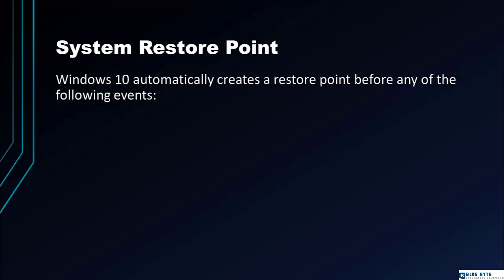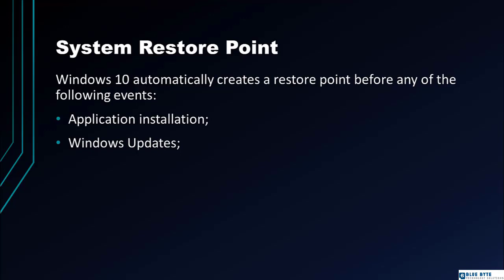Windows 10 automatically creates restore points before any of the following events. Application installation. If the application installation causes system problems, you can restore the system to the state that precedes the installation. Windows updates. Windows 10 creates a restore point before an update is installed. So if the update causes some issues, and this happens sometimes, you can restore the system to a stable state.